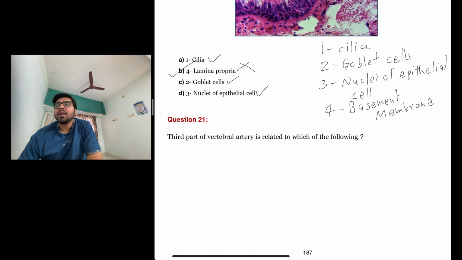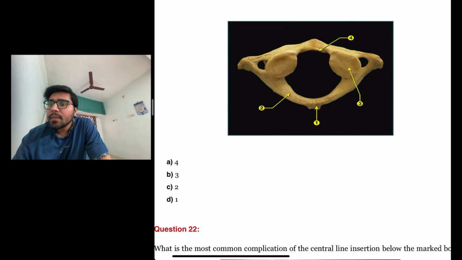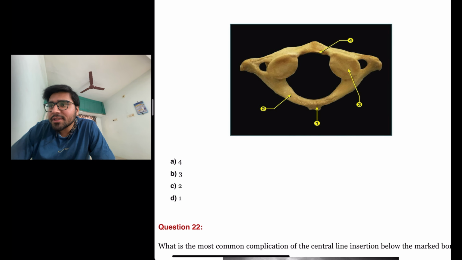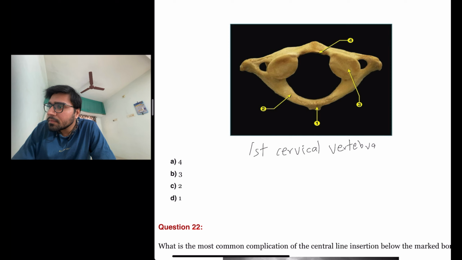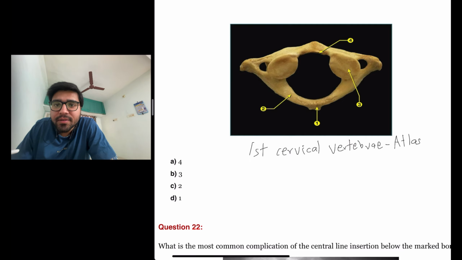Third part of vertebral artery is related to which of the following? So there are four marked structures in this diagram of vertebrae. So this given structure is the first cervical vertebrae, that is atlas. So let us label these four structures 1, 2, 3, and 4.